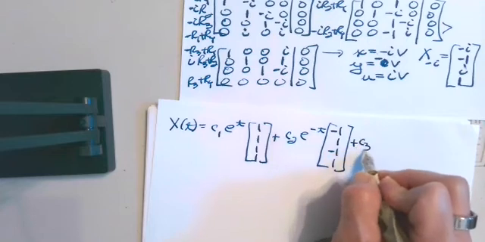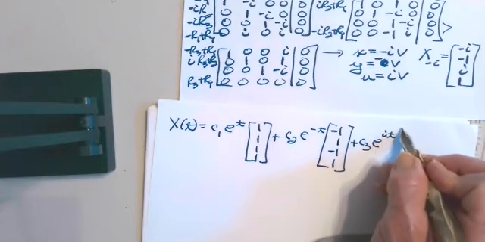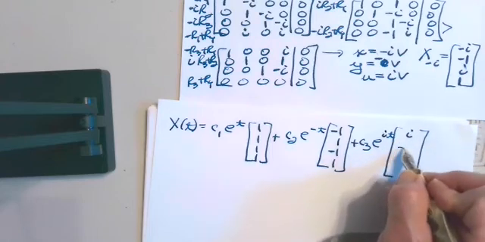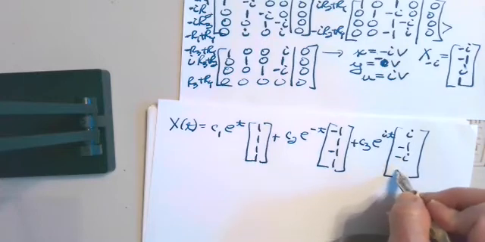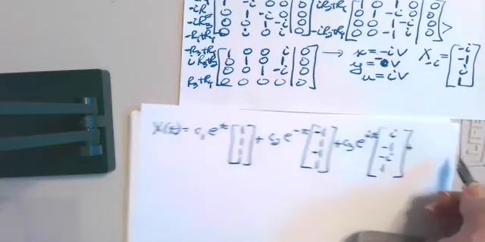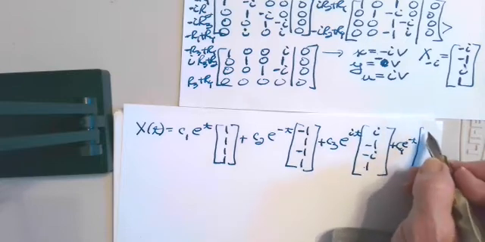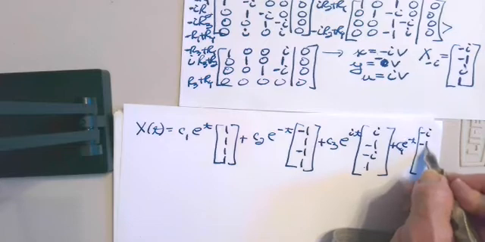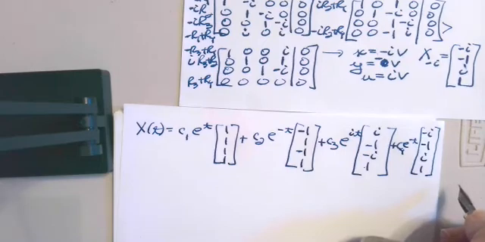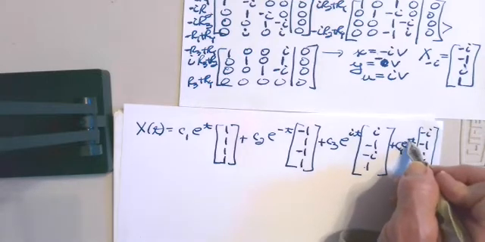Okay, and then I get c3, then we had the eigenvalue i. So this is e to the it times the eigenvector that went with that. Plus, whoa, okay, this is going to be very crunched. c4 e to the minus it times the eigenvector that went with that. Okay. All right, so this is one way to write the general solution. Oops, this should have been an e to the minus it.